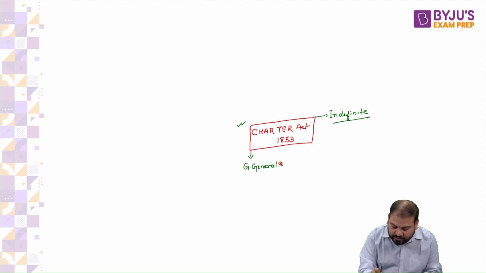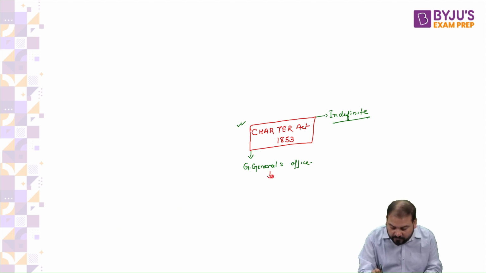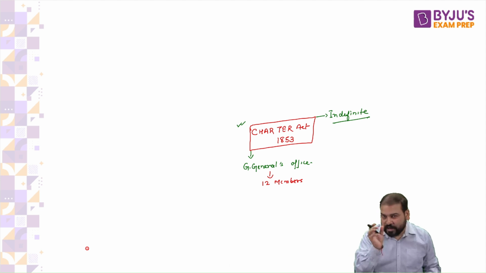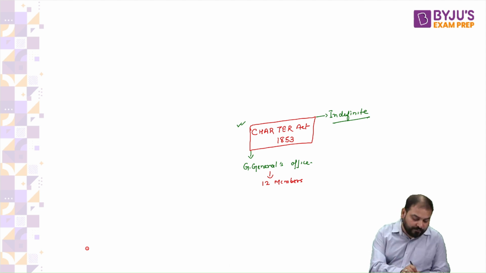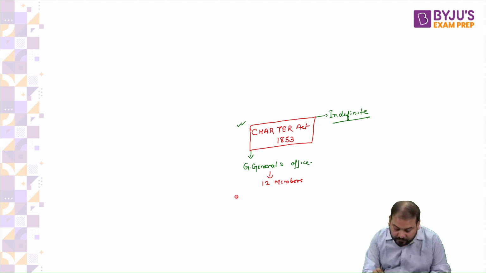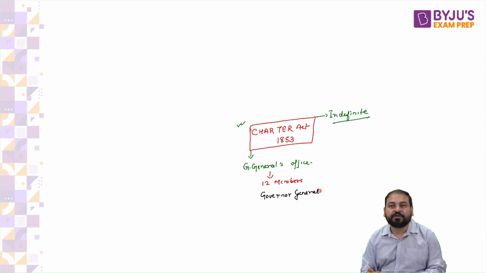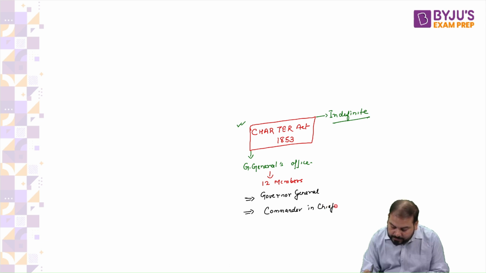Governor General's office, everyone, was now to have 12 members. Now, who are these 12 members? I will show you how to remember this. Just notice one second, everyone. Who are these 12 members? You will see in minutes, you will understand. Number one, the first person is Governor General. The second member is Commander in Chief.